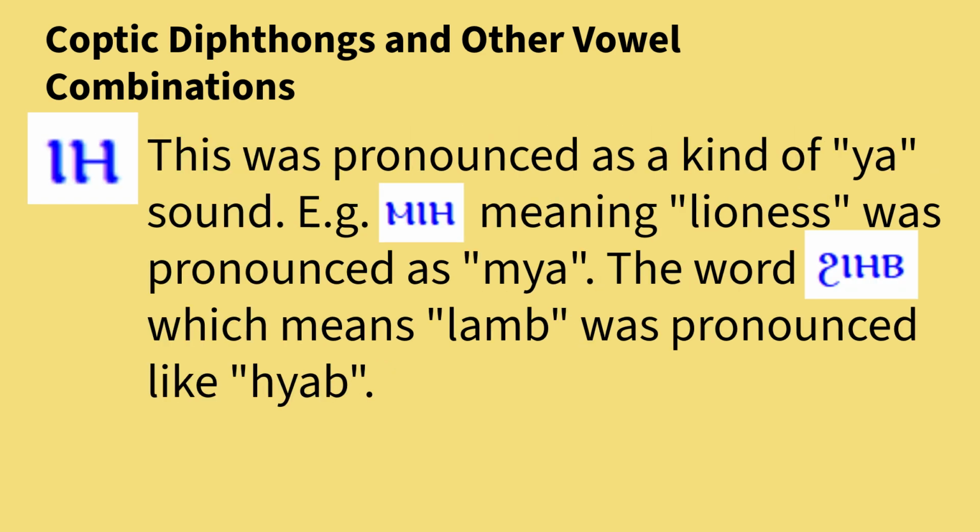We then have the combination yada ada. This was pronounced as a kind of yeah sound. So, for example, this Coptic word mia, so m, yeah, mia, meaning lioness, was pronounced as mia. Then we have this next word, which meant lamb. It was pronounced as hyeb, so like an H followed by a Y sound, and then hyeb, which meant lamb and was pronounced as hyeb.